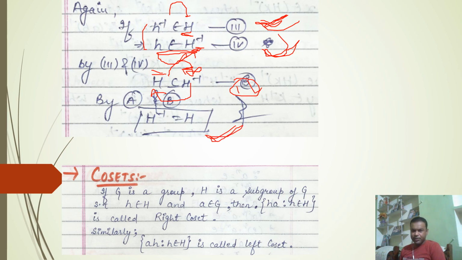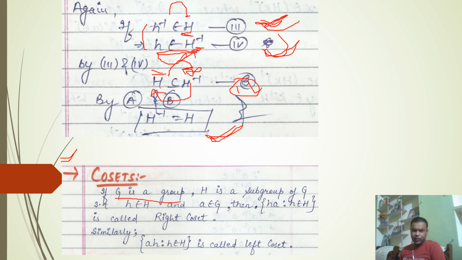These are two theorems related to the closure of a group. Now the next topic is cosets. This is a very useful and important topic of group theory. First we will understand what a coset is.